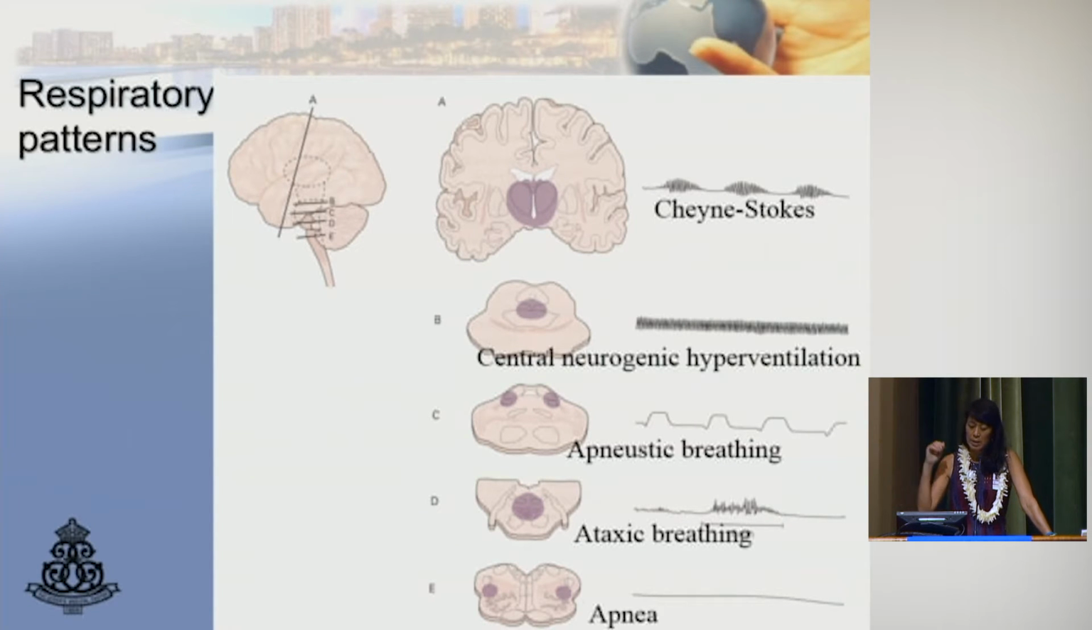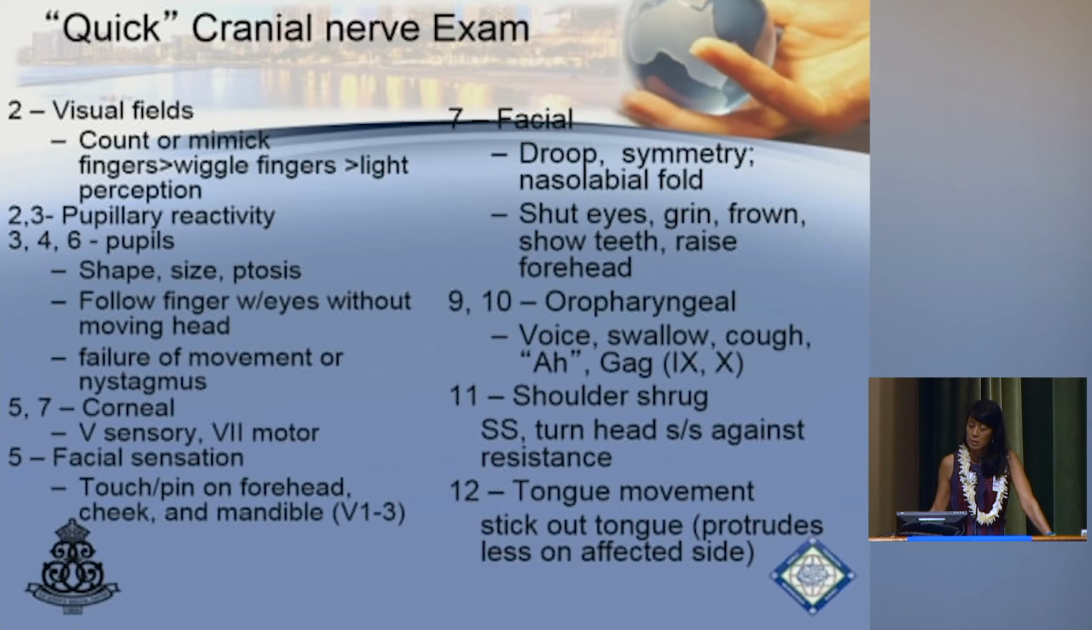very exaggerated, and that's a lower pontine lesion. And then the ataxic or agonal breathing that unfortunately we're very familiar with, lower down, and then of course apnea, the lowest injury of the brain, the medulla.